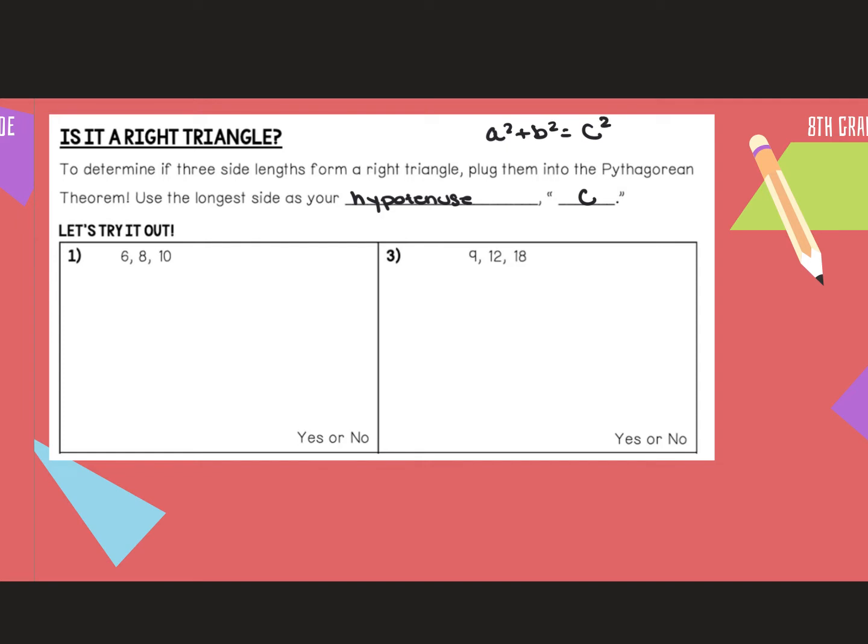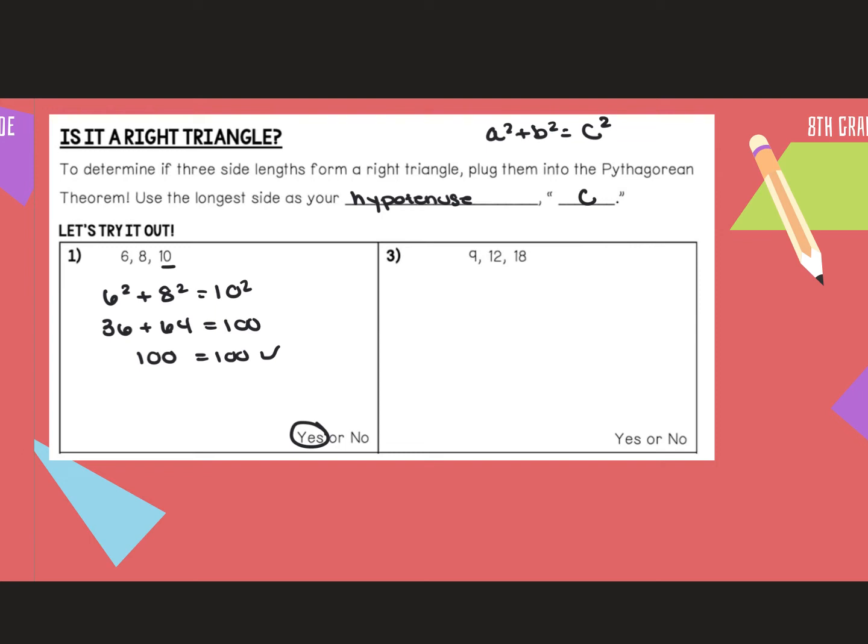All right, so let's take a look at this example. It gives us the lengths of 6, 8, and 10. So we know that 10 is going to be our longest length. So we have that 6 squared plus 8 squared is equal to 10 squared. 36 plus 64 equals 100. So in fact, these three sides of 6, 8, and 10 do form a right triangle.